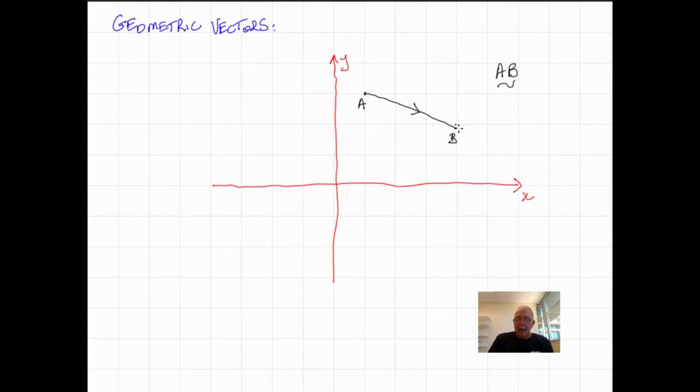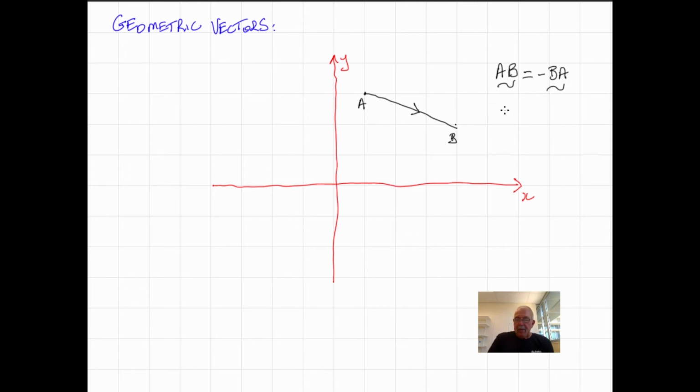If we look at the vector starting at B and going to A, which means the arrow would be reversed, it has got exactly the same magnitude, except the direction is completely the opposite. So we can say that the vector AB is exactly negative vector BA.